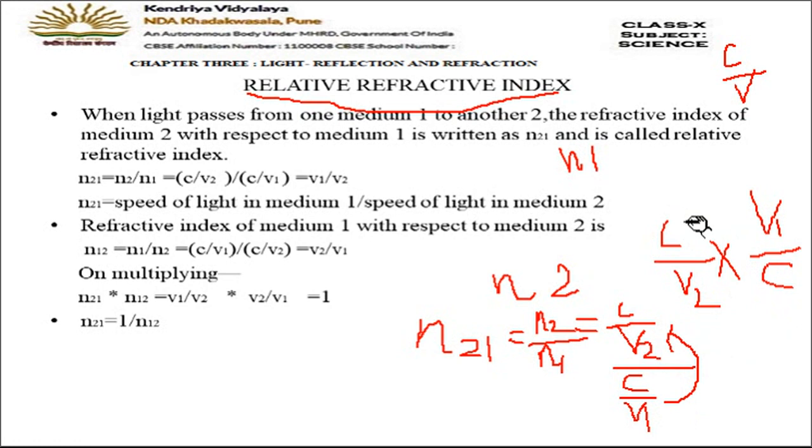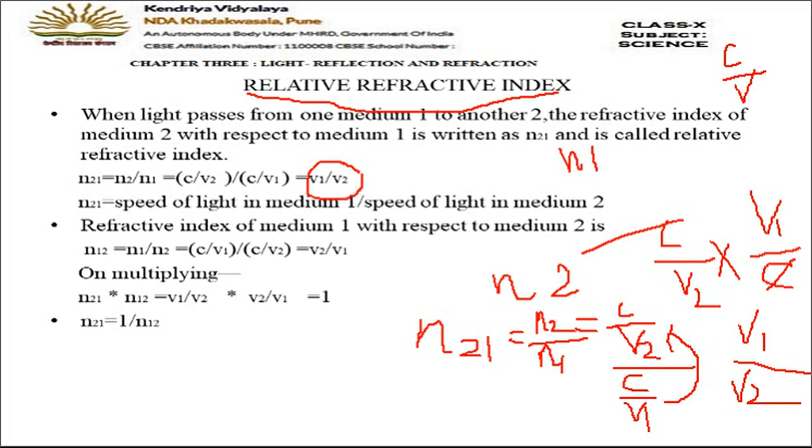Now here, c and c get cancelled. So what is the remaining thing? v1 upon v2. Like this you can find it out. So the answer is v1 upon v2. That means the refractive index of medium 2 with respect to medium 1 is equal to v1 by v2.